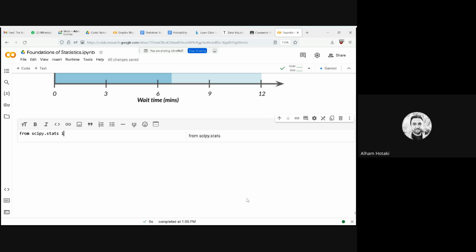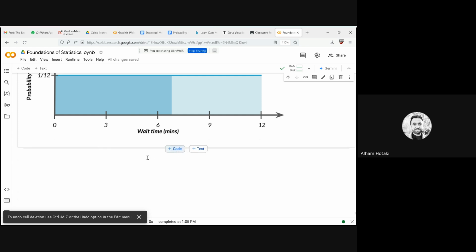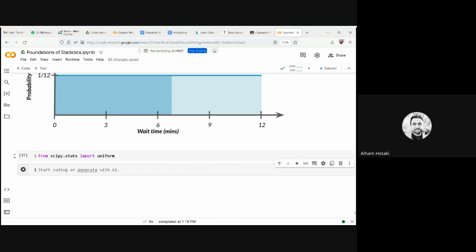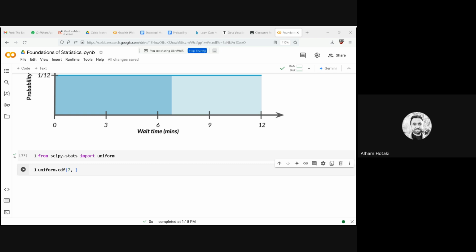Import uniform. I have to insert code here, not text. And then after that, you can just simply use uniform.pdf and put everything there. So we need 7 included, less than or equal to 7.